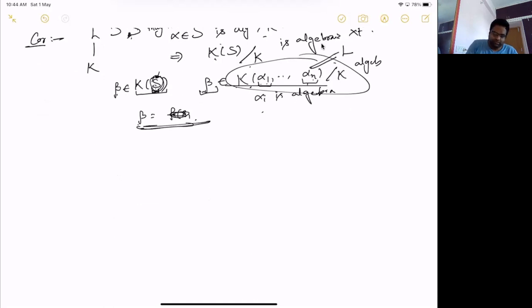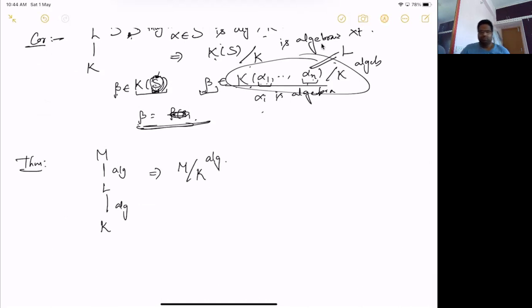And finally we have the following theorem. If M is algebraic over L and L is algebraic over K, then M is algebraic over K. Previously we assumed that these are finite, but here we don't need that. We just need to show that M over K is algebraic. So all you need to show is that if alpha is an element of M, then K(alpha) is algebraic over K.